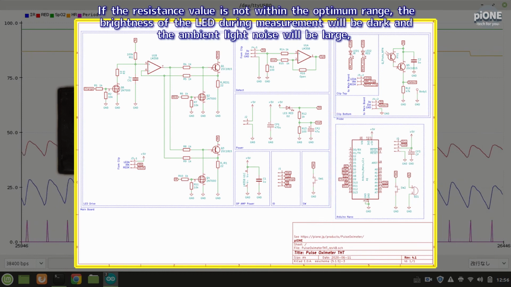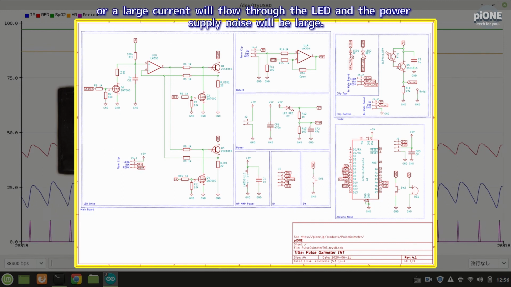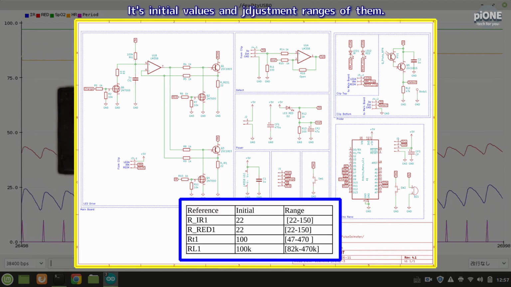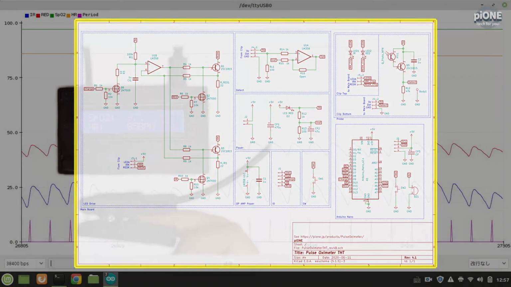If the resistance value is not within the optimum range, the brightness of the LED during measurement will be dark and the ambient light noise will be large, or a large current will flow through the LED and the power supply noise will be large. Here are the initial values and adjustment ranges of them. Resistance adjustment is demonstrated in assembling controller.